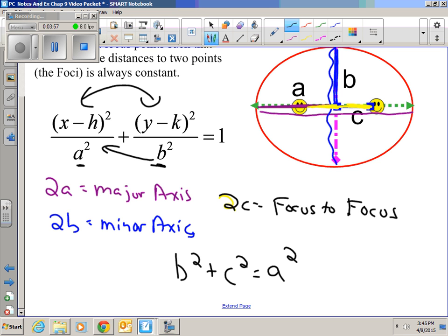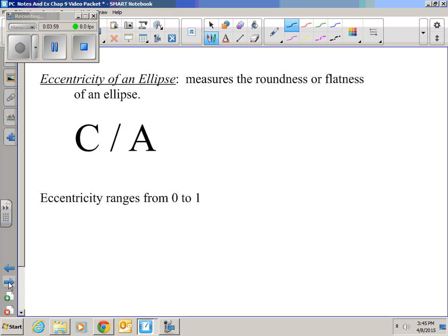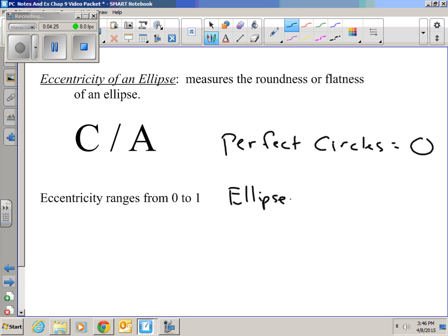Now let's try something. Ooh, one more thing. The eccentricity of an ellipse is always the value c over a, and eccentricity ranges from 0 to 1. A perfect circle has an eccentricity of 0, and if you stretch your circle out so much that the ellipse becomes a line segment, then that eccentricity is 1.